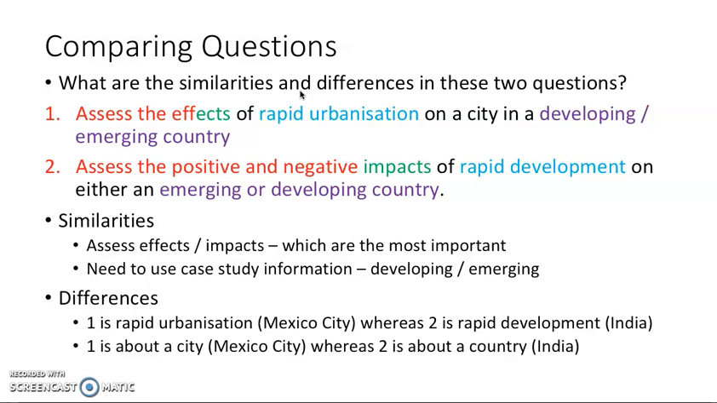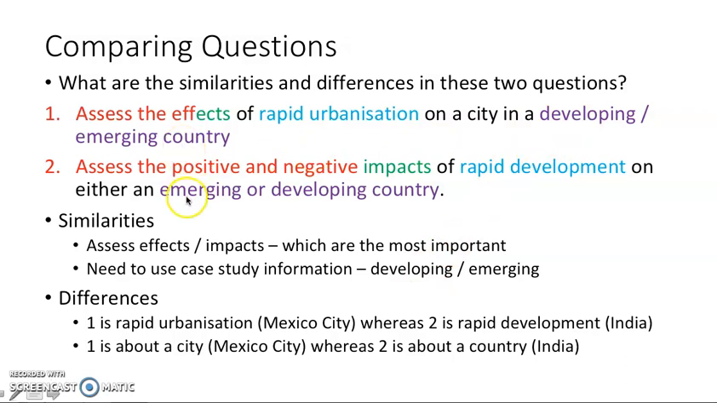So how did you do? Well, we can see then, for the similarities, they are both assess the effects or impacts. So you've got to say for each of these, which are the most important effects or impacts. And obviously for both of these, you've got to use case study information. And both of them are looking at a developing or emerging country.